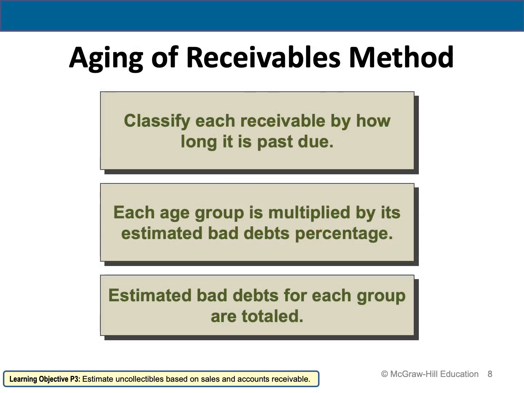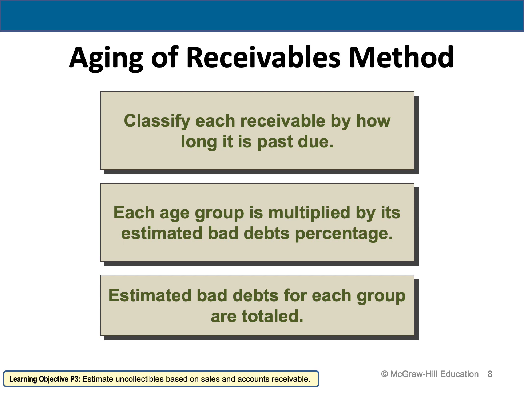Now let's move on with the aging of receivable method. As I said earlier, we have 2 methods. We have percentage of sales and we have the account receivable method. And under the account receivable method, we have 2 methods. The percent of receivable, which we already saw in the previous example. And now the second method, which is the aging of receivable method.